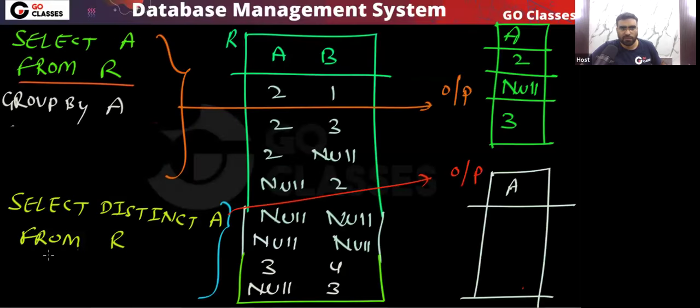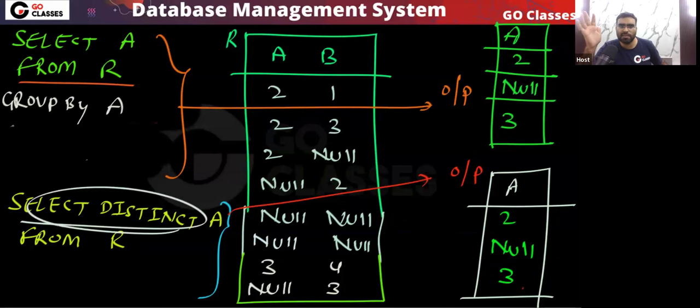So now you tell me, from R, select distinct A. The answer will be 2, null, 3. Did you notice you are getting the same output? Please tell me. This is the interesting point, right? That group by without aggregation is same as select distinct. Group by without aggregation is useless. That is same as select distinct.